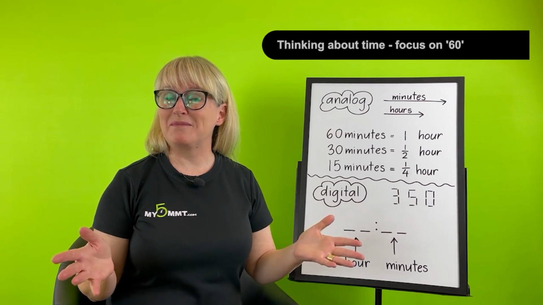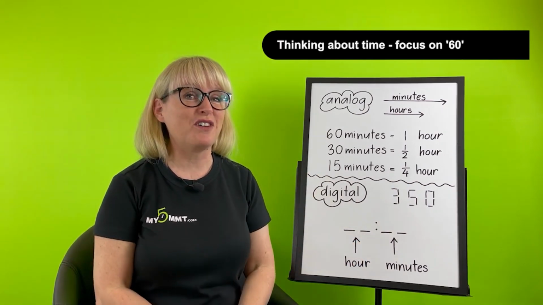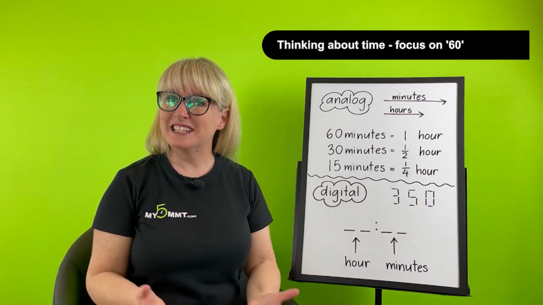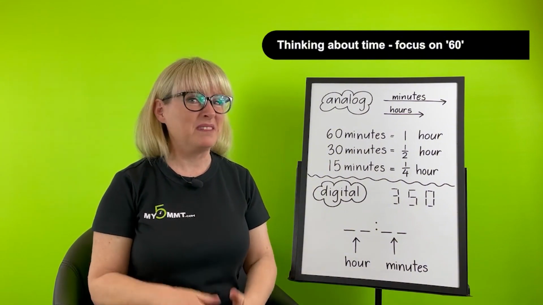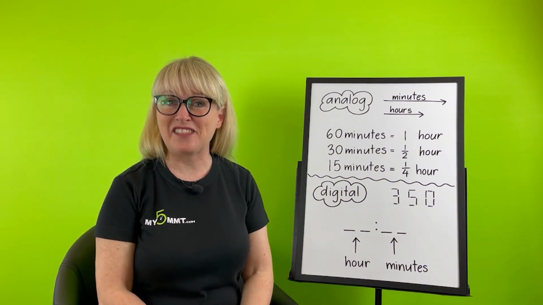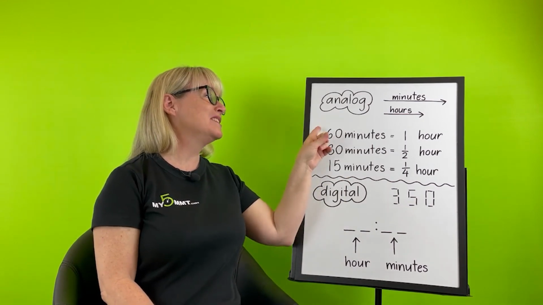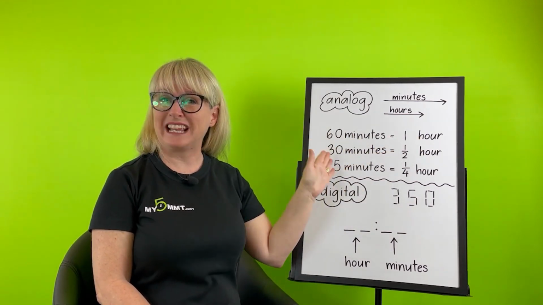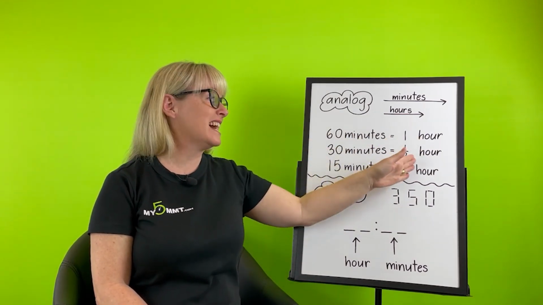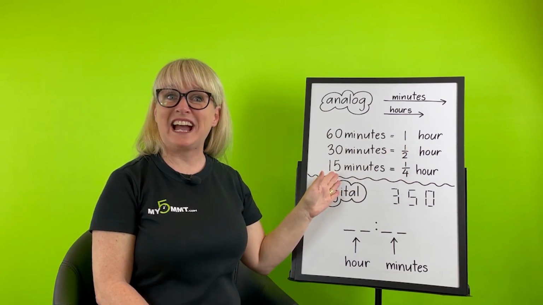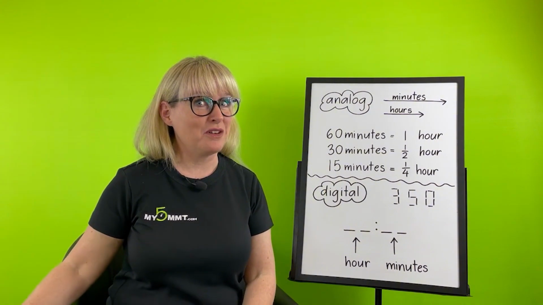Well, when we're thinking about time, we've got to focus on 60. 60 minutes is our unit of time, not hundreds and thousands like in other measurement areas. So we have 60 minutes is 1 hour, and if we cut that in half, we have 30 minutes is a half an hour, and cut that in half again, we have 15 minutes is a quarter of an hour. Well, where those hands on an analog clock point to, that's going to help us know the time.